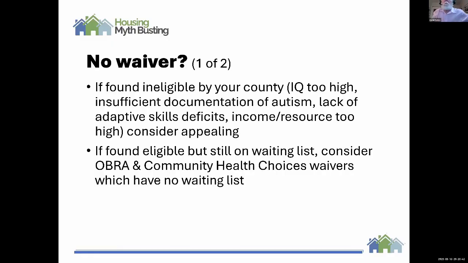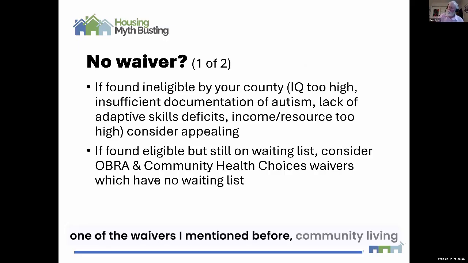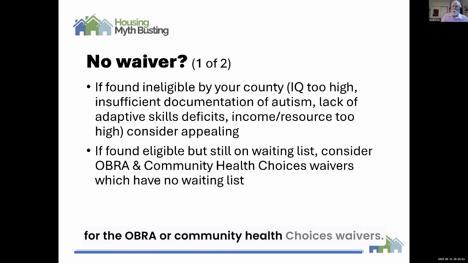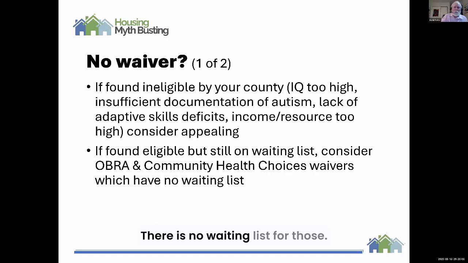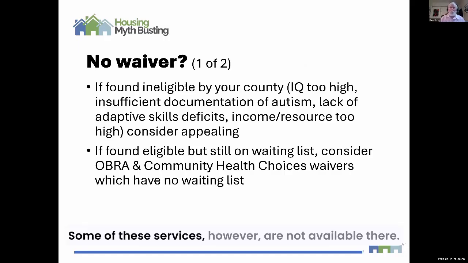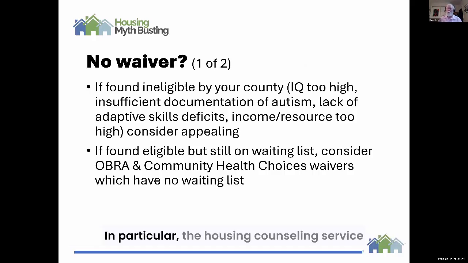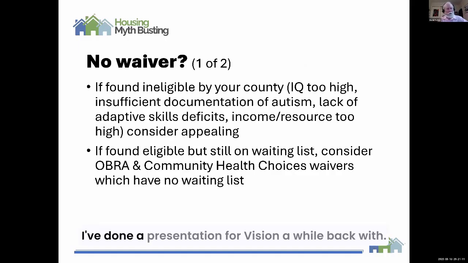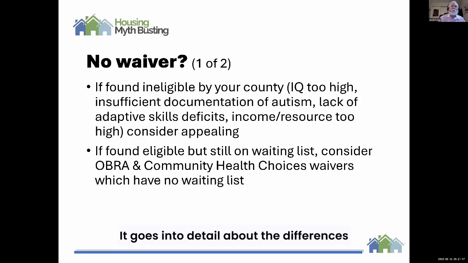And then if you do not have one of the waivers I mentioned before, community living, consolidated, PFDS, adult autism, you may still be eligible for the OBRA or Community Health Choices waivers. There's no waiting list for those. Some of these services, however, are not available there. In particular, the housing counseling service is not available under those waivers, but they can provide a variety of support services. I've done a presentation for Vision a while back that goes into detail about the differences between these waivers.